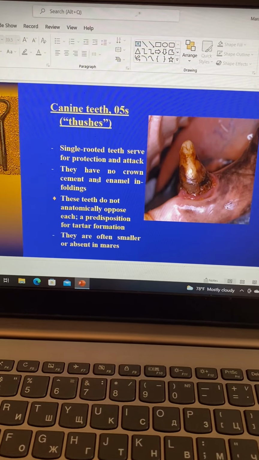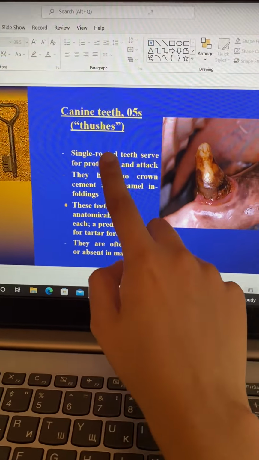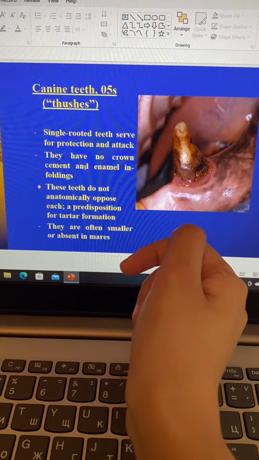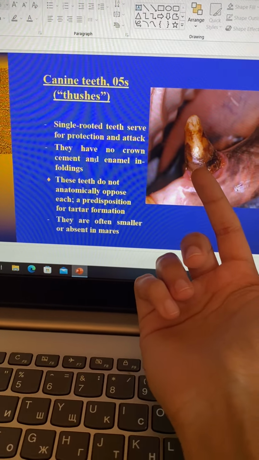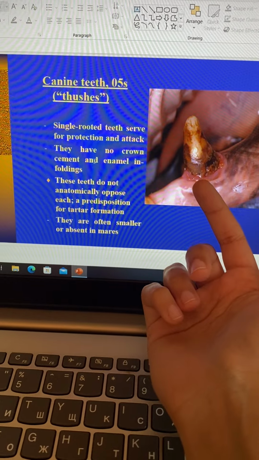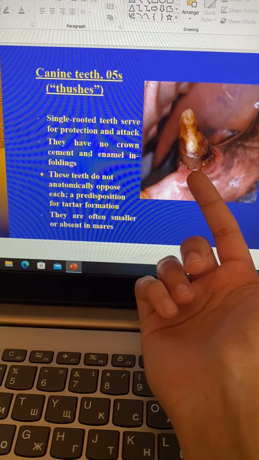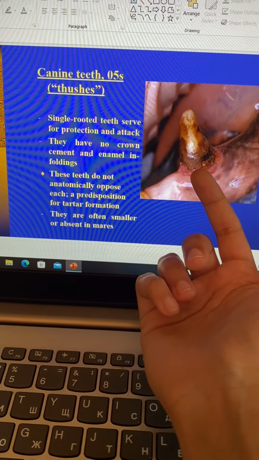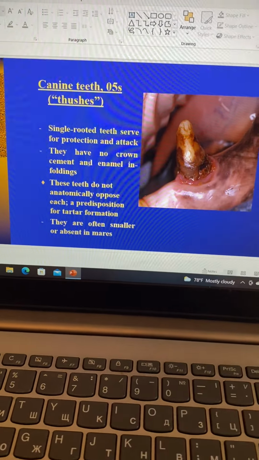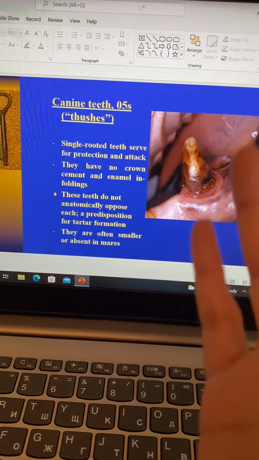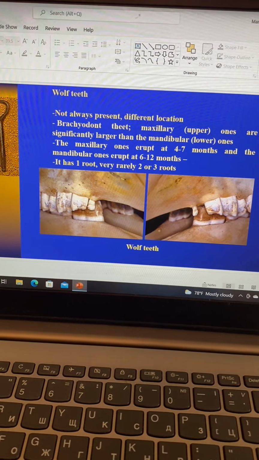Anyway, so for the canine teeth, they said flushes. Maybe that's another word for it. I have no clue, but it's a single rooted tooth that basically protects and attacks. They have no crown cement and enamel in the foldings. They do not anatomically oppose each other, but they are very likely to get tartar formation, and they're often smaller or absent in mares, which is why I mentioned they're mostly in stallions.